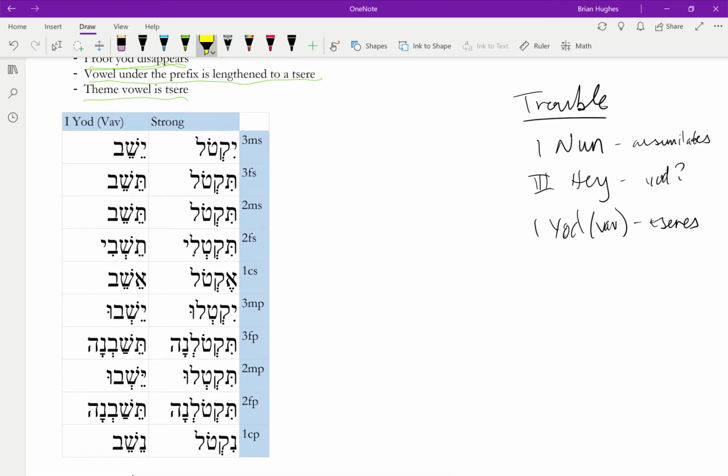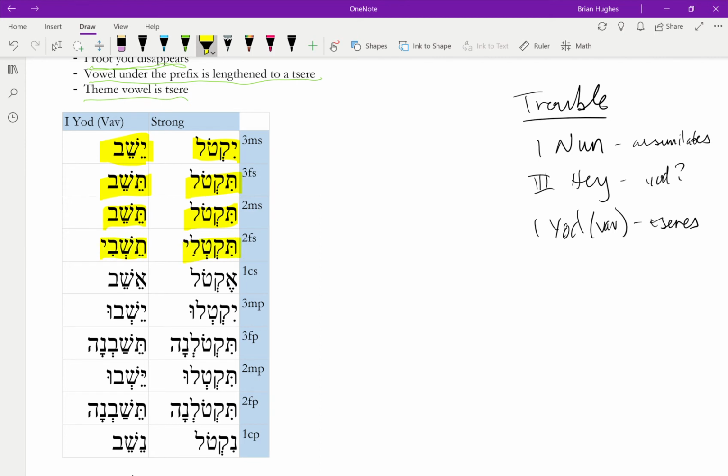So instead of yiktol, we get yeshev. This is yashav, to sit, dwell, or inhabit. This is he will sit, yeshev. Instead of tiktol, we get teshev. So that is she will sit or is sitting. Instead of tiktol, we get teshev. Instead of tiktali, we get teshevi.